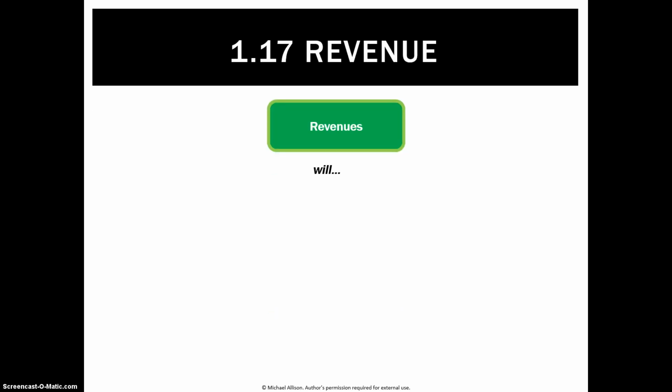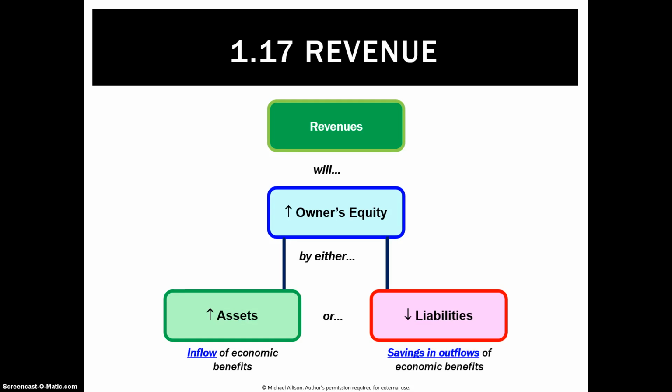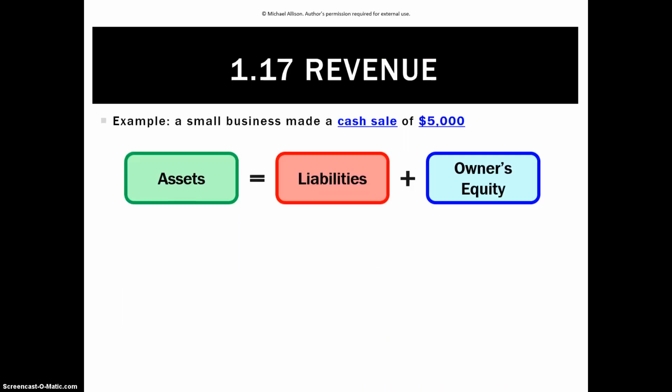So, sort of representing that as a diagram, a revenue is something that's going to make owner's equity go up, and there's two ways it can happen. Either assets can increase, and that'll be called an inflow of economic benefits, or liabilities can decrease, and that'll be a savings in outflows of economic benefits.